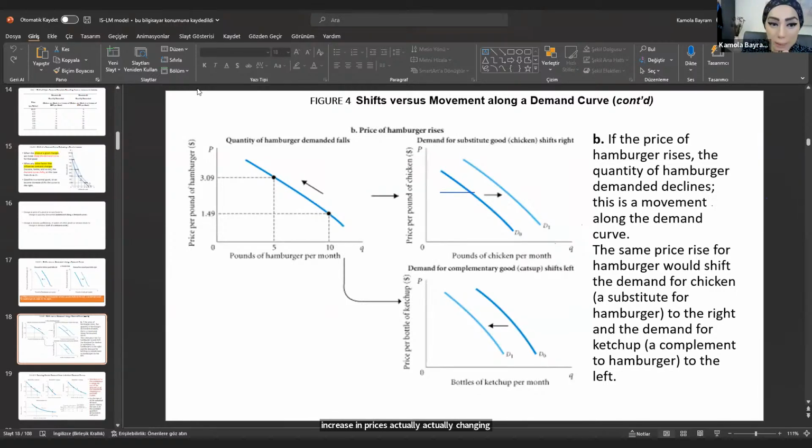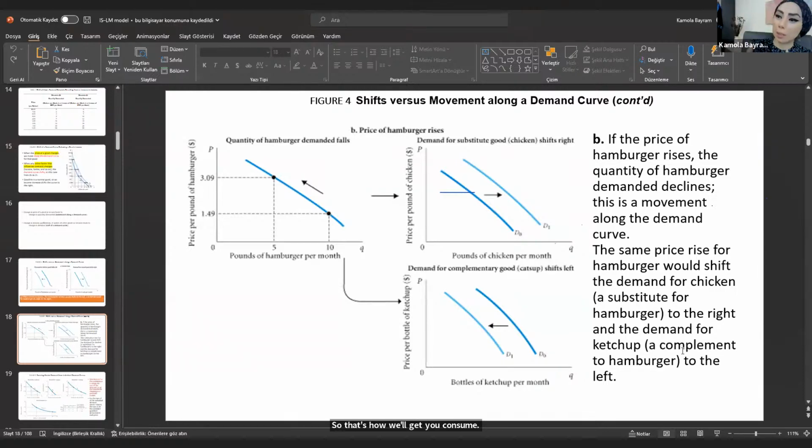Okay, so basically we are moving here, but the demand for substitute goods, chicken. If the price of hamburger rises, the quantity of hamburger demanded declines. This is a movement along the demand curve. The same price rise for a hamburger would shift the demand for chicken, a substitute for hamburger, to the right, and the demand for ketchup, a complement to hamburger, to the left.